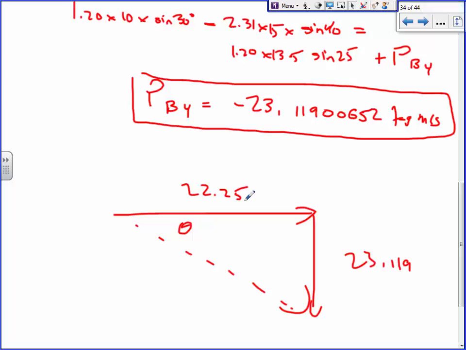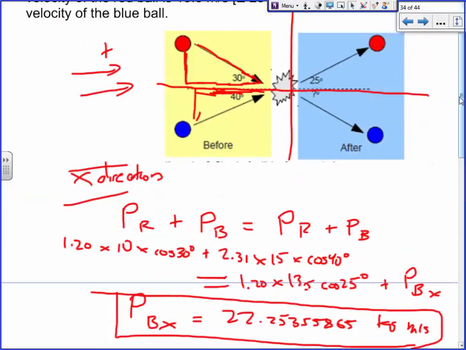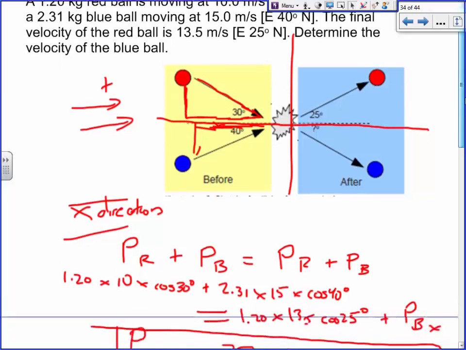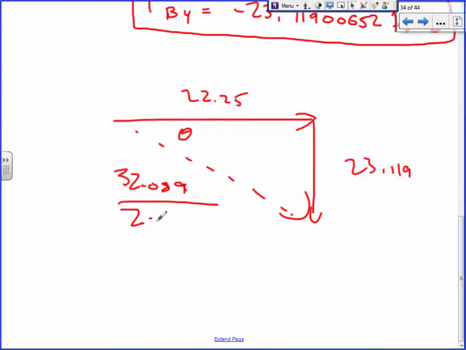I got 32.089. But again, that is a momentum number still. So I do have to divide by its mass to get a velocity. So its mass would be, where is it? 231 again still? Yeah, 231. So divide by 231. All right, I got a final answer velocity of 13.9 meters per second.